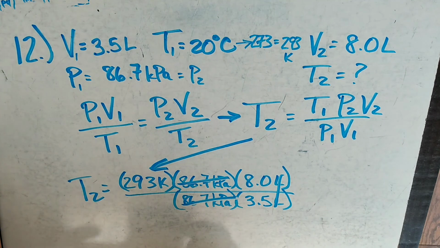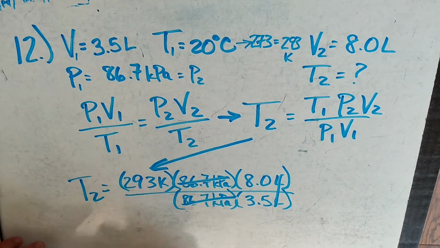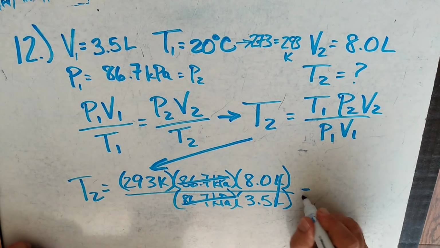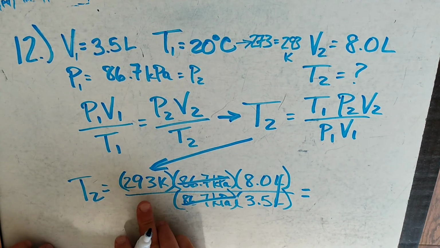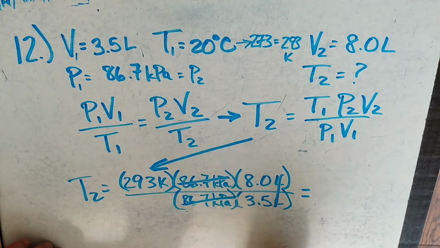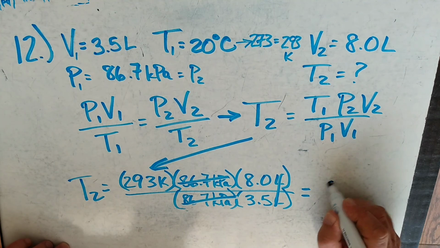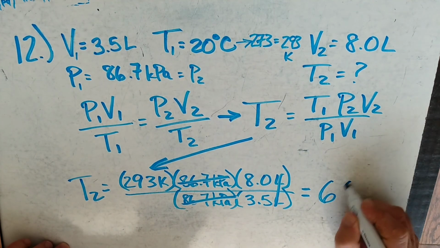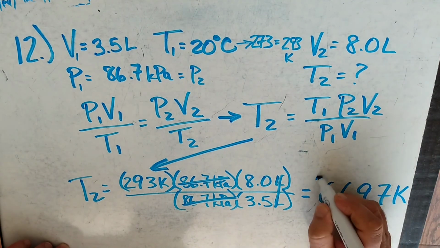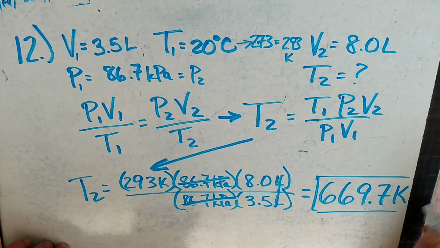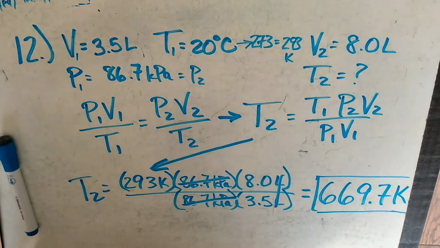And so what you're going to end up with is Kelvin, and you need to crunch in these numbers. So 293 times 8 divided by 3.5 gets you 669.7 Kelvin. And there we are with problem number 12.